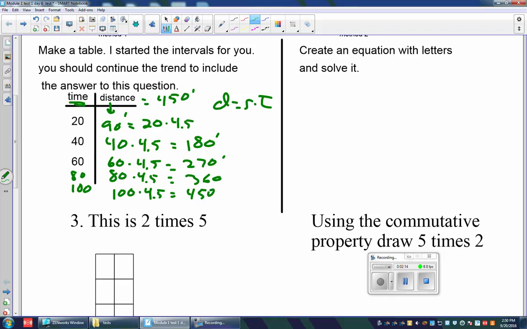Now, what if I didn't get full credit? Well, you didn't get full credit because you did not answer the question. If you circle it, then you get full credit. Create an equation. There it is.